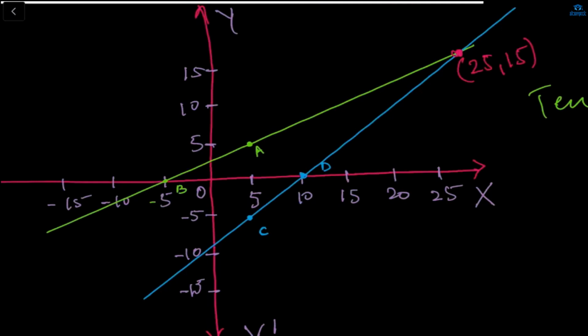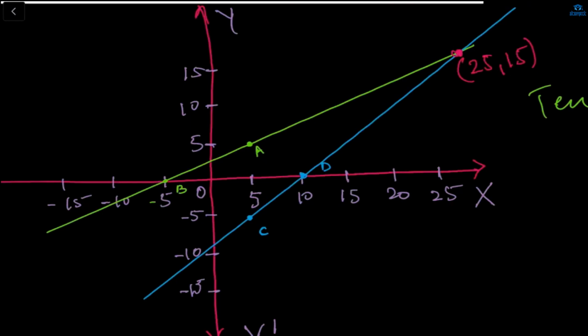Any doubt, Safia, Rudronian? So when I extended the graph, you'll find in the graph paper that both the lines are meeting at 25 comma 15. So this is the solution for your graph. The x value will be 25 and the y value will be 15.